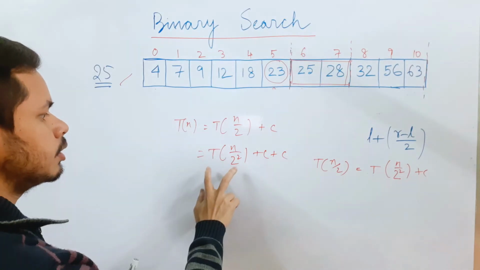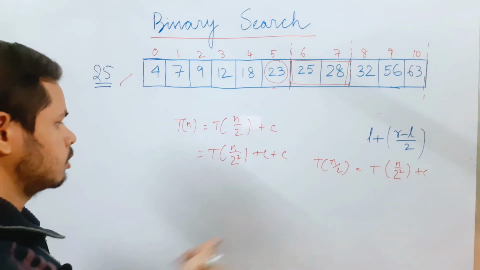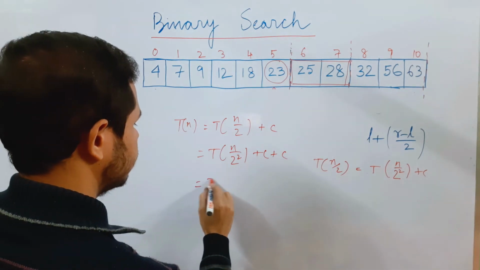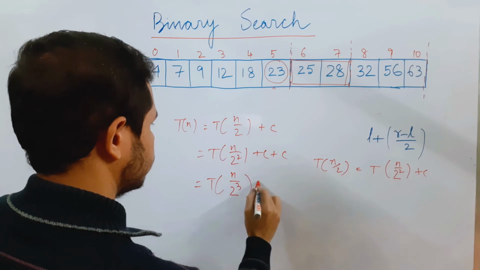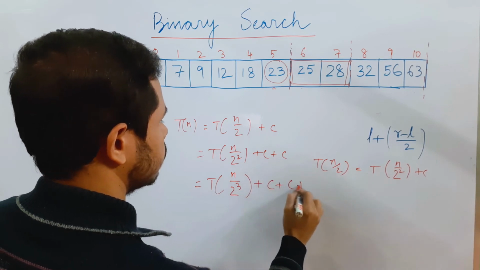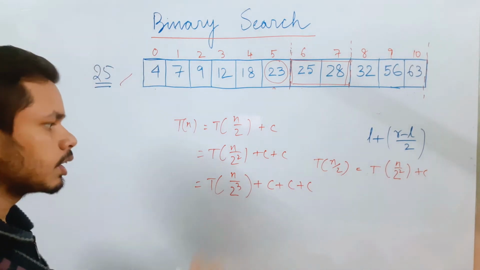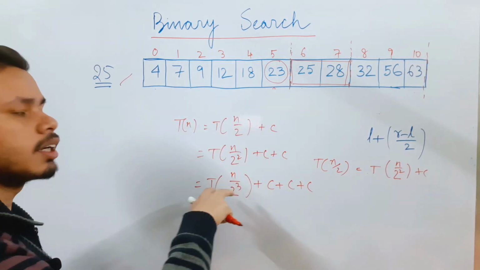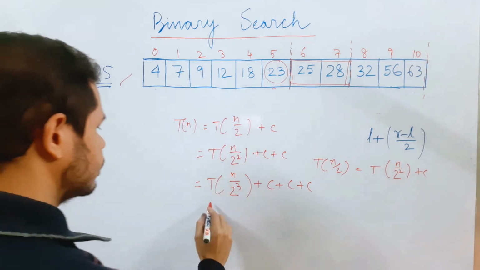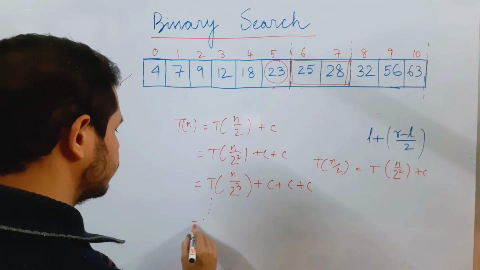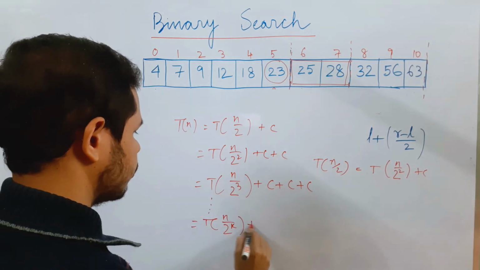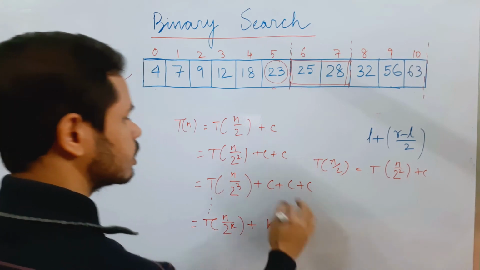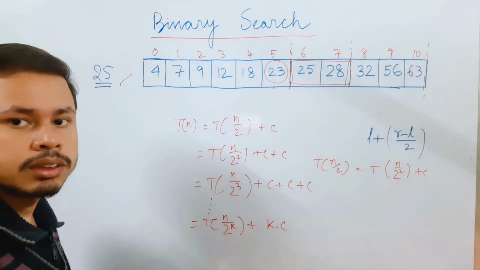So what will be T(n/2^2)? This will be equal to T(n/2^3) plus c plus c plus c, okay? Because this will get again further divided by 2. This is how it will remain: T(n/2^k) plus k times c, because c will be there k times, right?